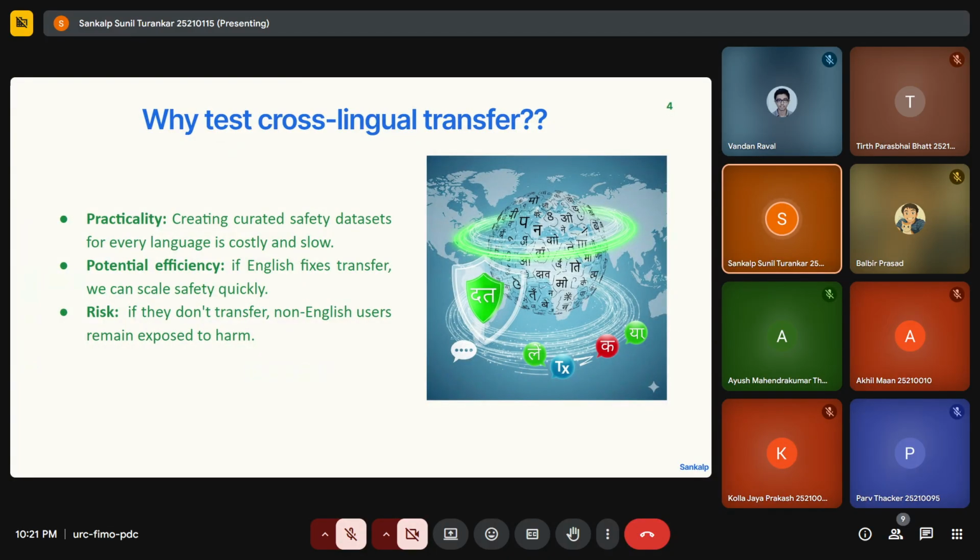So why test cross-lingual transfer? There are three major reasons why the authors try to test this. First is practicality. We cannot create curated data for all applications, and it is costly and time consuming. Secondly, potential efficiency. If transfer is successful, then we can provide English fixes and they can propagate to other languages. And third is the risk involved. If transfer fails and we don't have a countermeasure, then non-English speakers continue to face toxic and biased content.